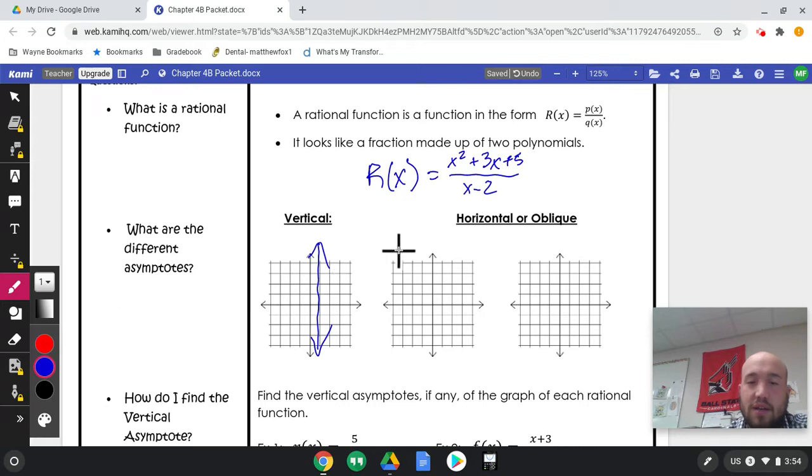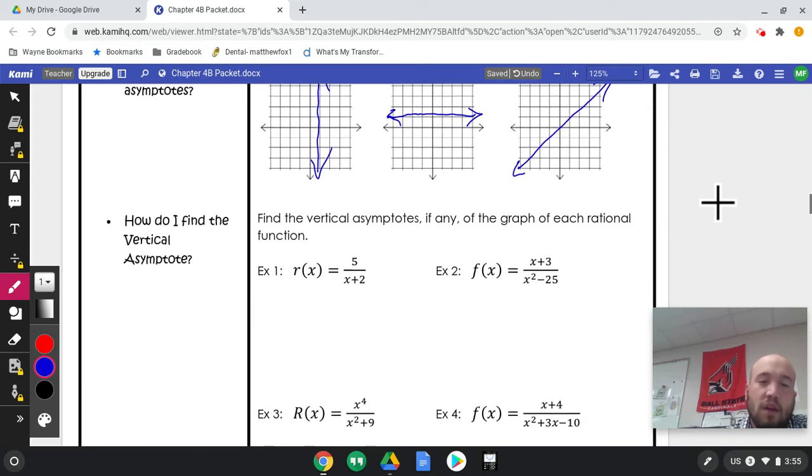And then we also have horizontal or oblique. So horizontal, that's pretty easy. We just know it's going to go along the horizon, right? So this would be like y equals 1. Oblique, kind of think of that as diagonal. So that would be one example, the line y equals x, and that diagonal, okay, it wouldn't have to be right through the origin, it just has to be diagonal in some way.